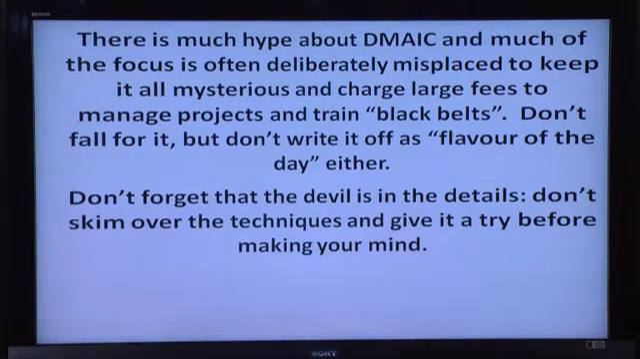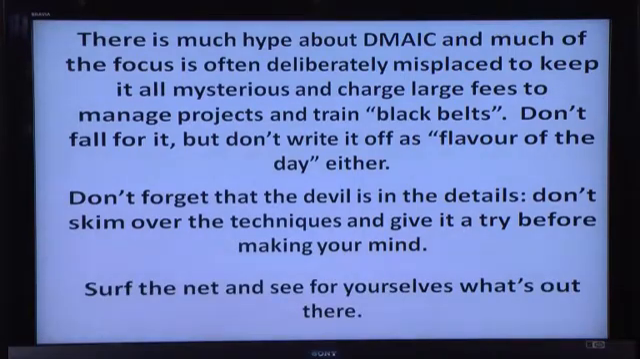Don't forget that the devil's in the detail. Don't skim again over the techniques and give it a try before making up your mind. Surf the net and see for yourself what's out there, what's good, and what's not.